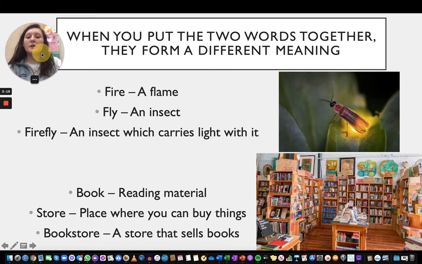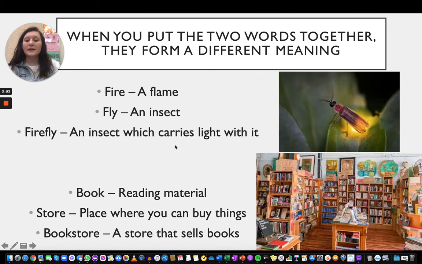All right, so when you put the two words together, they form a different meaning. Let's look at two examples of that. First off, we have fire, which would be like a flame. And then we have the word fly, which is a type of insect. Now, when we put firefly together, we are talking about an insect which carries light with it, as we see here in the picture.